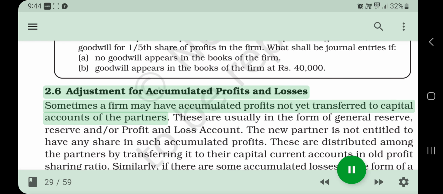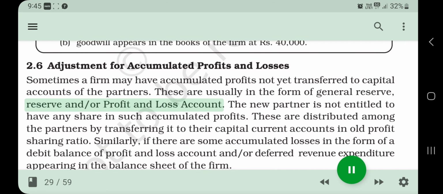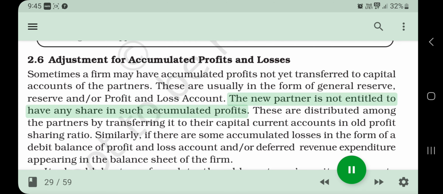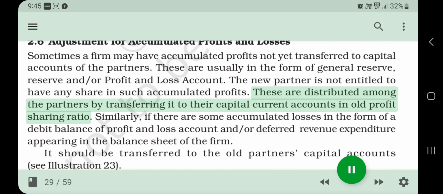Adjustment for accumulated profits and losses. Sometimes a firm may have accumulated profits not yet transferred to capital accounts of the partners. These are usually in the form of general reserve and/or profit and loss account. The new partner is not entitled to have any share in such accumulated profits. These are distributed among the partners by transferring them to their capital or current accounts in the old profit sharing ratio.